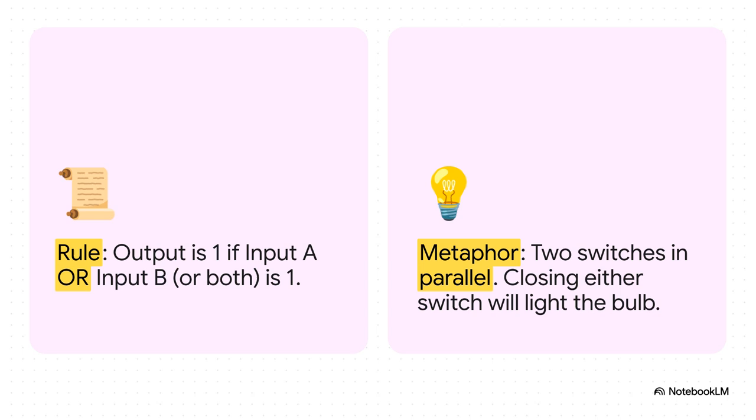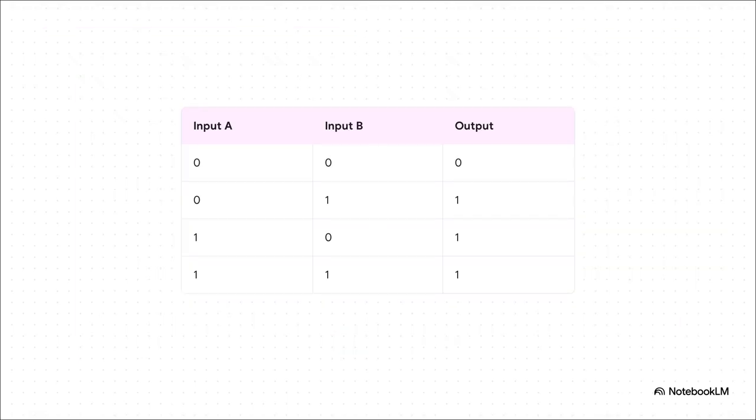The circuit metaphor here is perfect. Imagine 2 switches side by side, in parallel. You can flip either switch or both, and the electricity has a path. The bulb lights up no matter what. And yep, the truth table totally backs this up. See? The only way to get a 0 out of this thing is if both inputs are 0. Any little glimmer of a 1 on the input side, and you're getting a 1 on the output side.